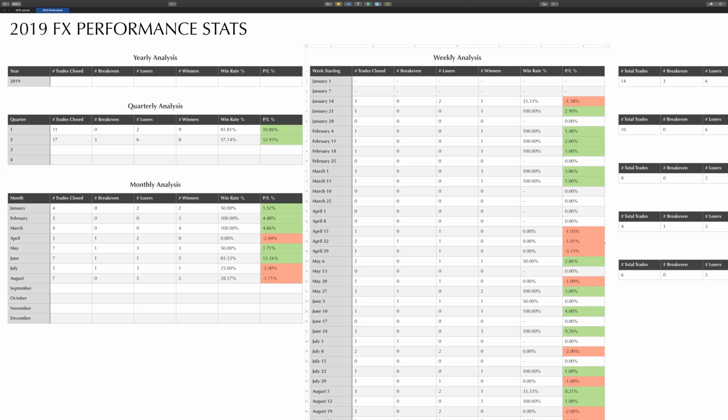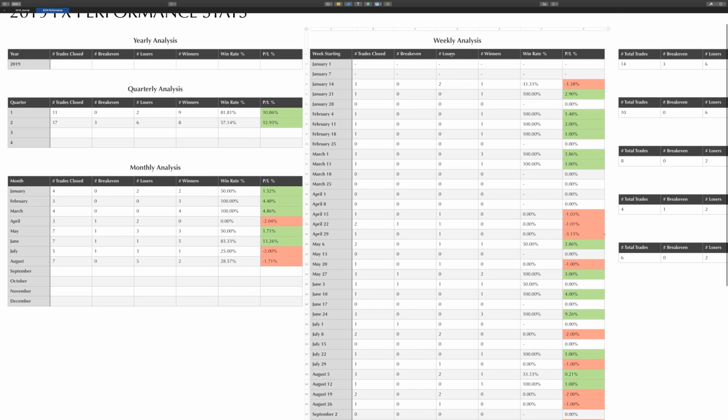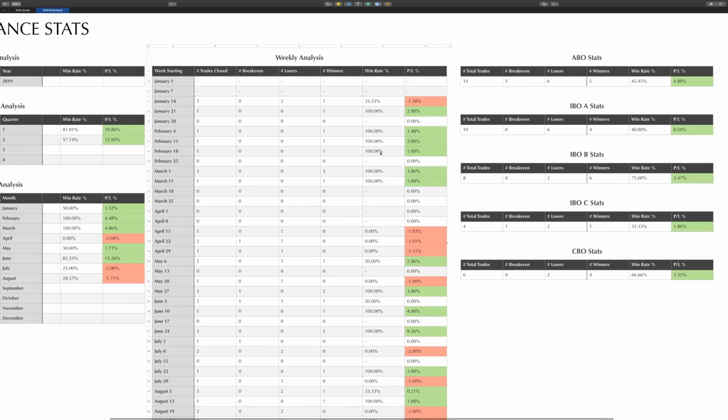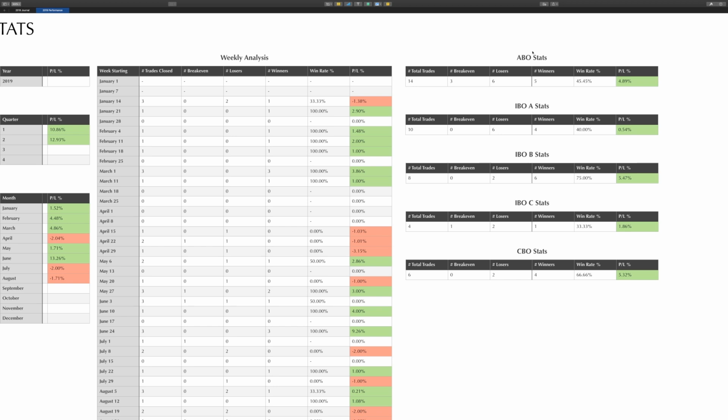Then we have weekly analysis. This is good too. It's not really required, but it's good. It kind of shows you roughly how many trades on average you take per week, and so on. And this is really the important information. This is strategy-specific data. So again, it's pulling the same information from the main spreadsheet and categorizing it based on the strategy. So when we look at the ABO, again, 14 trades, 3 break even, 6 losers, 5 wins. Win rate, 45%. This needs to go higher, right?